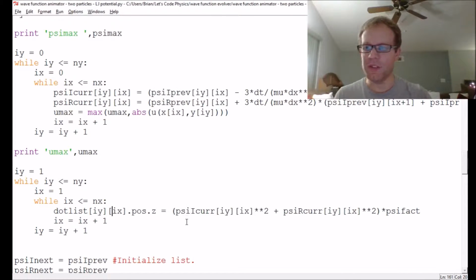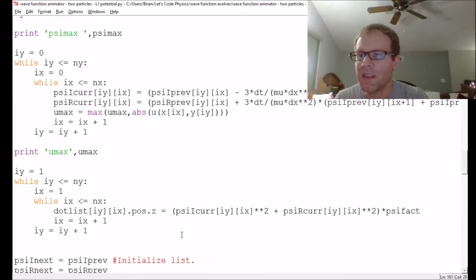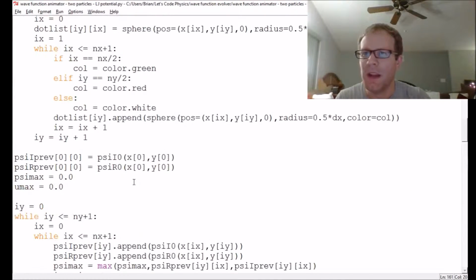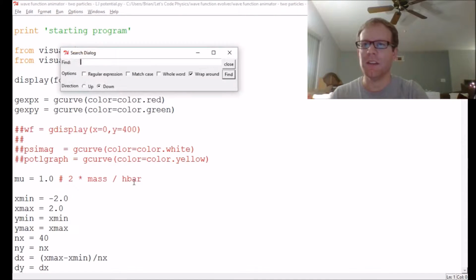So then here's my question. Is it the psi current squared that's too large, the psi real current squared that's too large, or the psi fact that's too large? Surely if the psi fact were too large... Oh, you know what? The psi fact... Isn't that scaled by U max? Do I even need that anymore? Where does psi fact get determined?